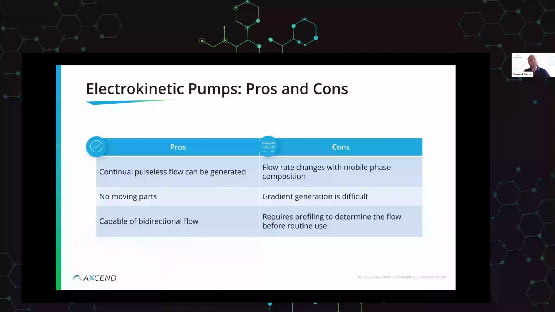In terms of the difficulties and the challenges you might face, the flow changes with your mobile phase composition. So if you change your buffer concentrations, if you change your organic to aqueous ratio, you have to revalidate and make sure that you're generating the flow or the pressure that you think you are. Gradient generation is often fairly difficult because of this, and it typically requires profiling with each different change. Rather than programming a gradient by saying I want a 5 to 95, you have to program that and then do a number of runs to verify that's actually what you're producing before you can go ahead and use it.